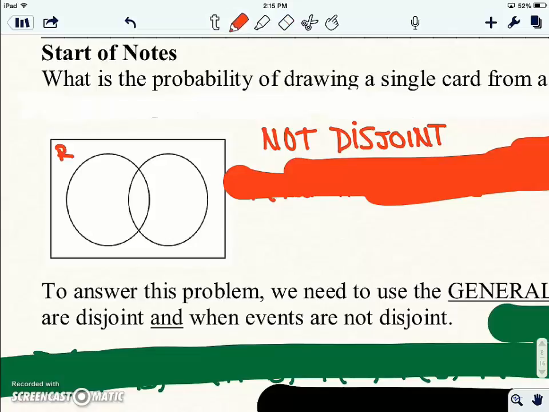There are 26 red cards, right? 13 hearts and 13 diamonds. And this is where your aces go. There are 4 aces. 1 ace is a diamond, 1 ace is a heart, 1 ace is a club, 1 ace is a spade. And if you think about it, 2 of those aces are also red. So that leaves 2 that aren't, which would leave 24 red cards that aren't aces. And so they are not disjoint because their overlap is not 0.